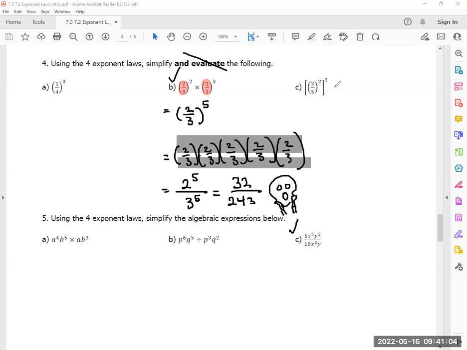What about this one? Oh, Mr. Kim, you gave me a fraction. No, it's the same single base, but with a power of a power. I'd like to see you try it.